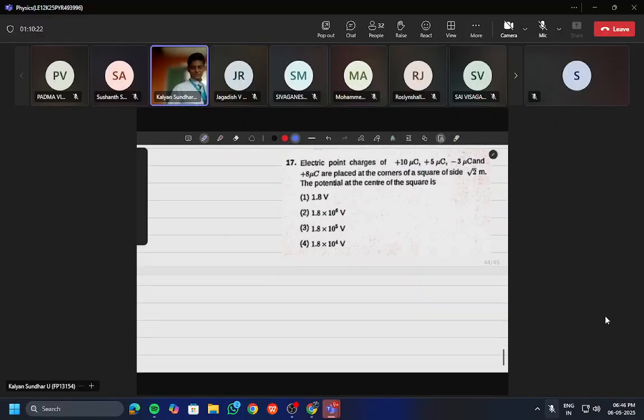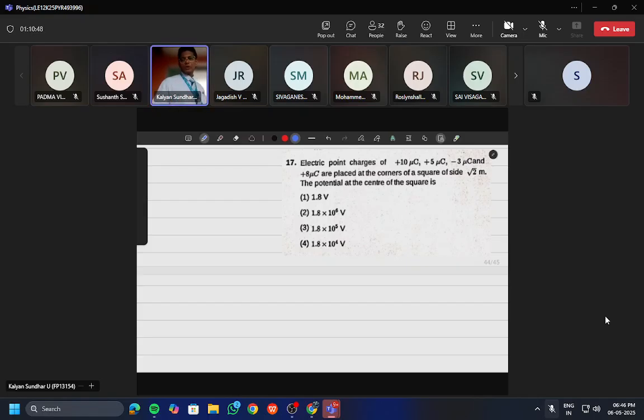Right, sir. This question. Charges they have given: plus 10 microcoulomb, plus 5 microcoulomb, minus 3 microcoulomb, and plus 8 microcoulomb. They all are at the corners of a square of side root 2 meter. Find the potential at the center. The potential created due to these 4 charges overall, how much, it is asking.